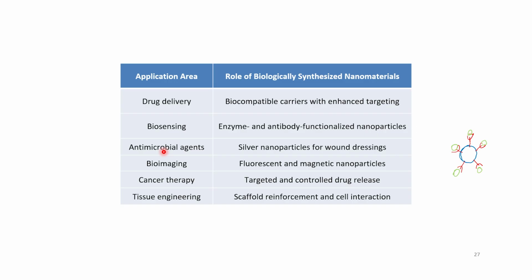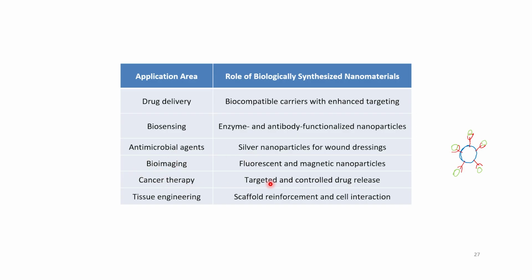Then for making antimicrobial agents, silver nanoparticles are used for wound dressings. You must already be knowing your ointments for burns and wound healing gels and ointments, they contain silver nanoparticles. So, these can be used as antimicrobial agents also. For bioimaging, fluorescence and magnetic nanoparticles. Nanomaterials can be used as natural fluorophores, and this can be exploited in bioimaging techniques.